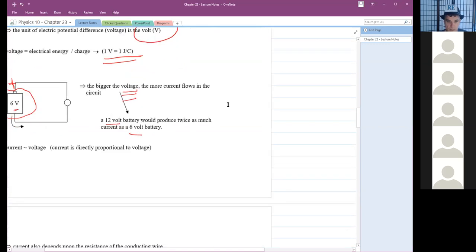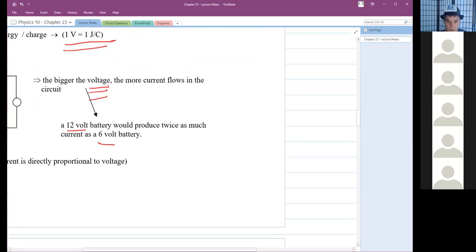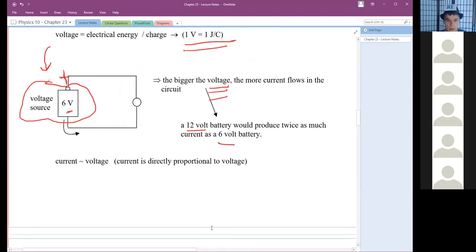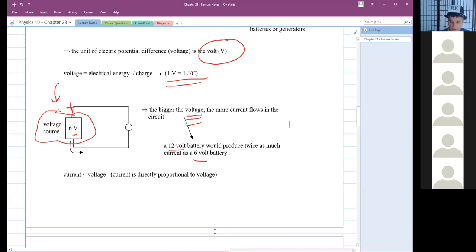Let me make this a little bigger too. So how much current we get is directly proportional to the voltage. If I double the voltage, I double the current. So if instead of using a 1.5-volt battery, I use 2 of them and I have 3 volts, I'm going to get twice as much current as if I only had 1.5 volts.